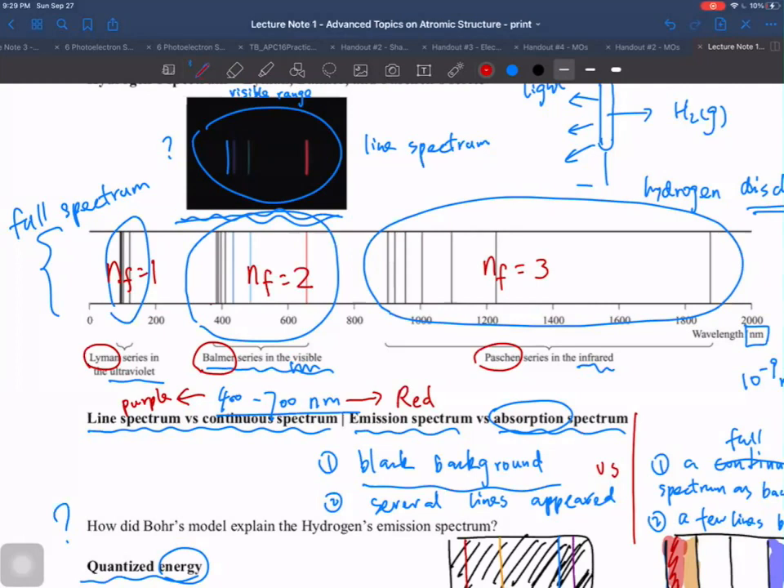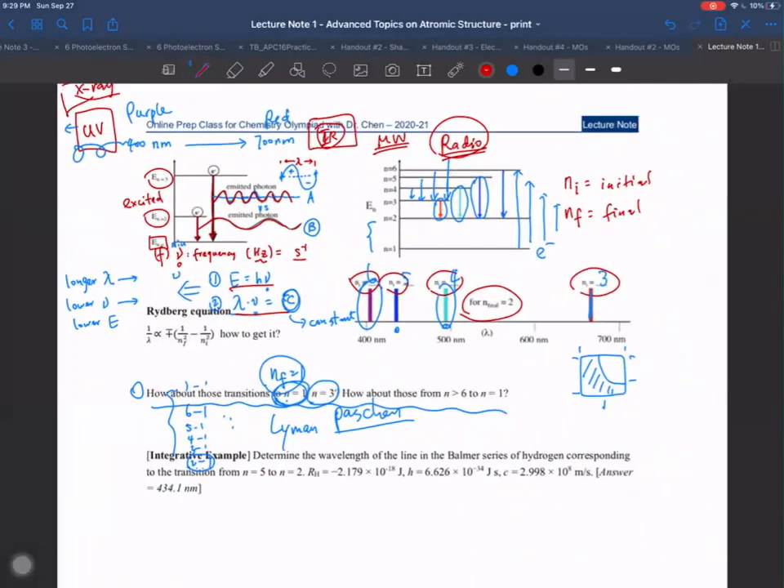And actually, as you can see, there are more lines in the visible range, right? But since they are so close to 400, and a few of them are even smaller than 400, it's a little bit beyond the human eye limit. We cannot see them clearly, because if it's UV, we just cannot see it. So this is why you typically see 4 lines, but there are a few more.